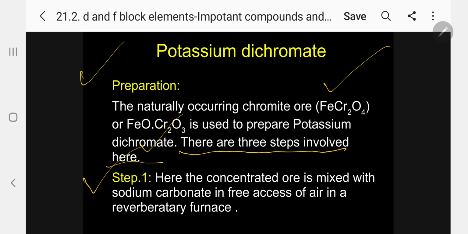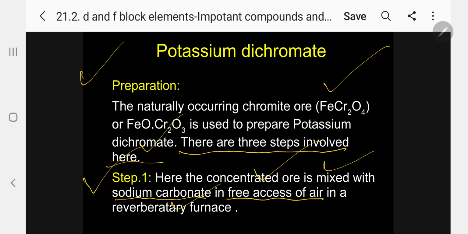Step 1. Here the concentrated ore. Kindly follow. Don't forget, always we have 5 steps. I have discussed many times in the extraction, the general process of isolation of elements. There are 5 steps. Here, concentrated ore is mixed with sodium carbonate in free access of air in a reverberatory furnace.